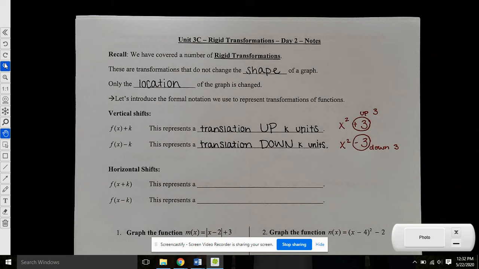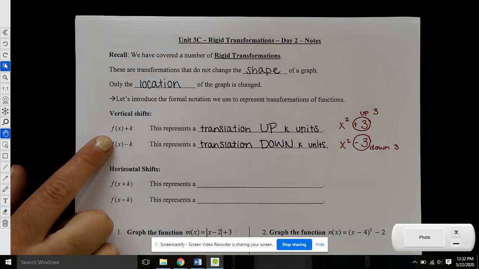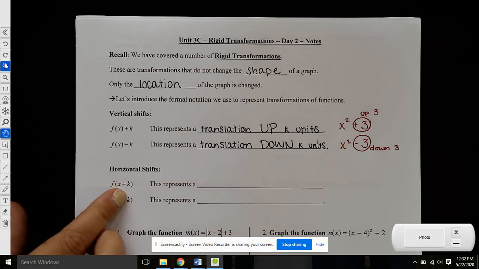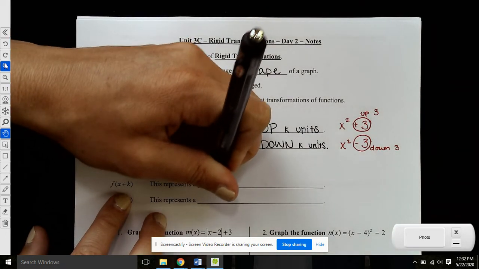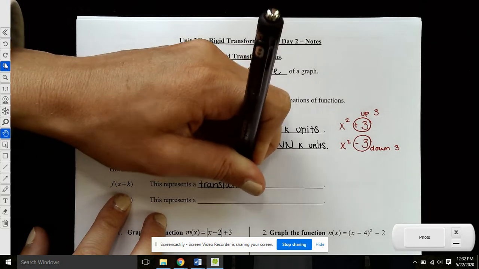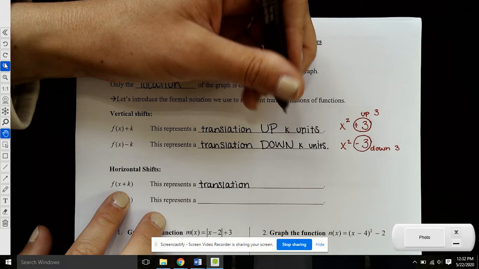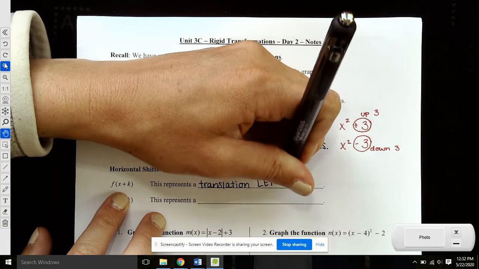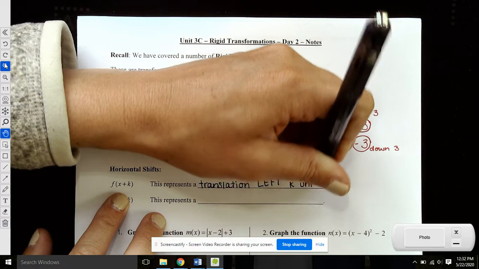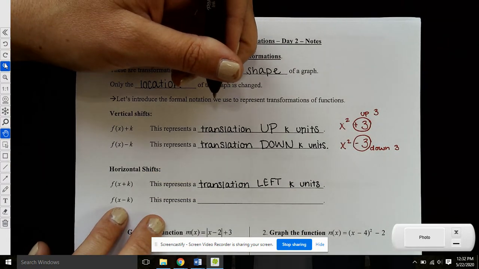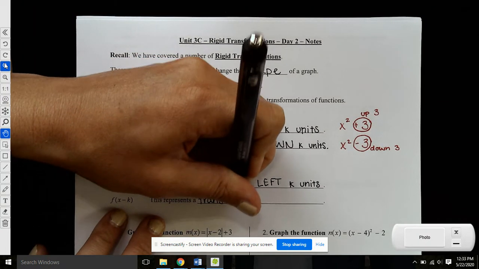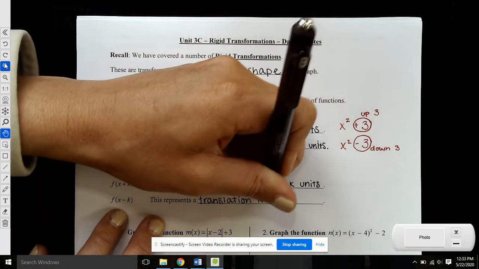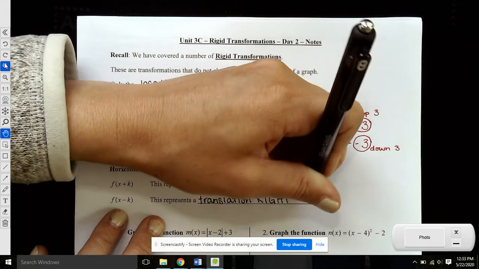Now the next one is a horizontal shift. So notice the difference. This is adding k onto the end. This is adding k inside the function. So if I have f of x plus k, that represents a translation, and that one is actually going left k units. If I have f of x minus k, that represents a translation right k units.